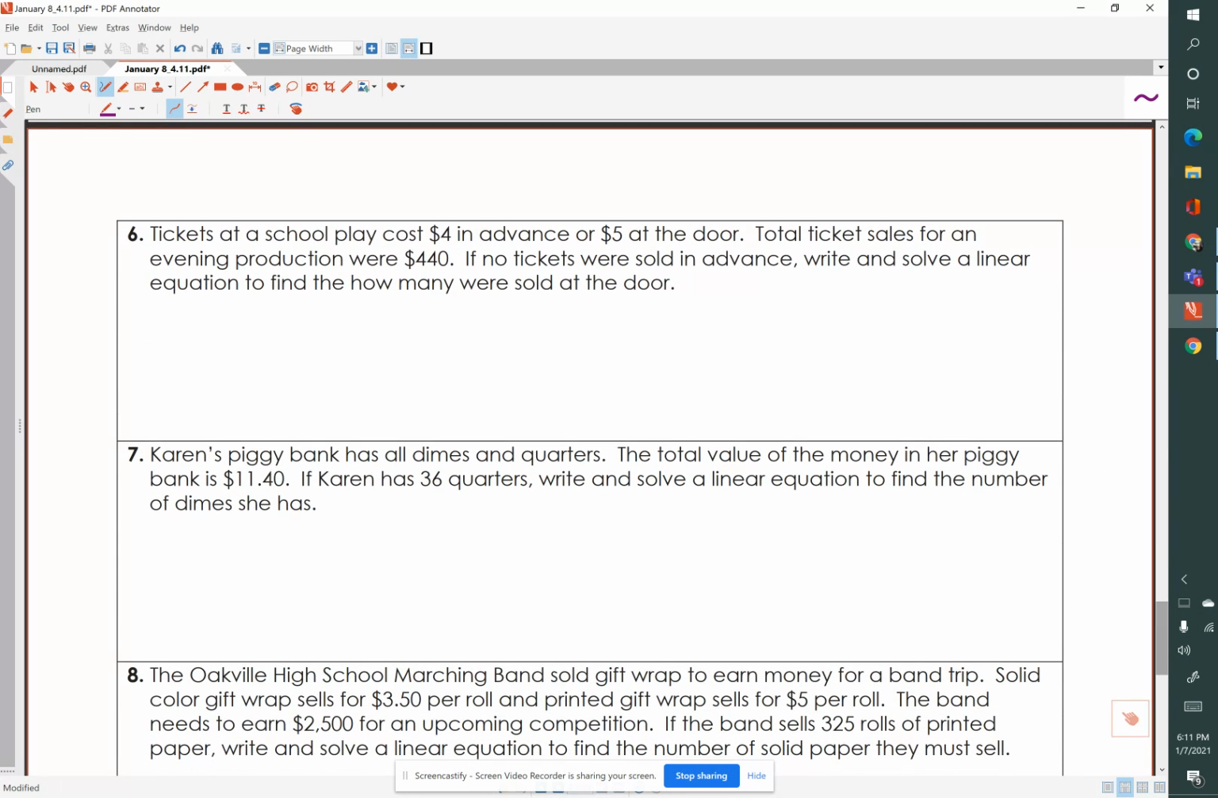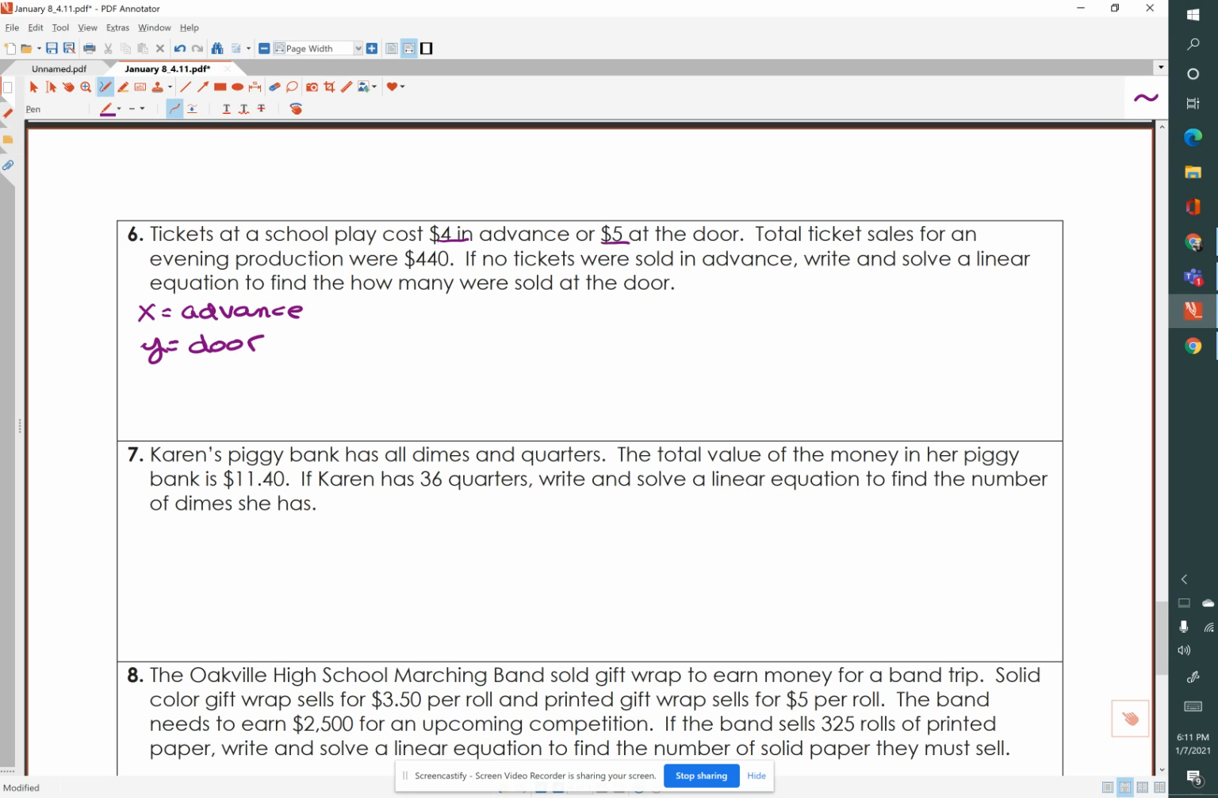So now let's look at the tickets at a high school play. Tickets at a high school play cost $4 in advance and $5 at the door. So right away we can see these are the 2 items that we are relating in this problem. So even without reading the rest of the problem, we can go ahead and define these variables. We'll make X our advance tickets, and we'll make Y the tickets at the door.